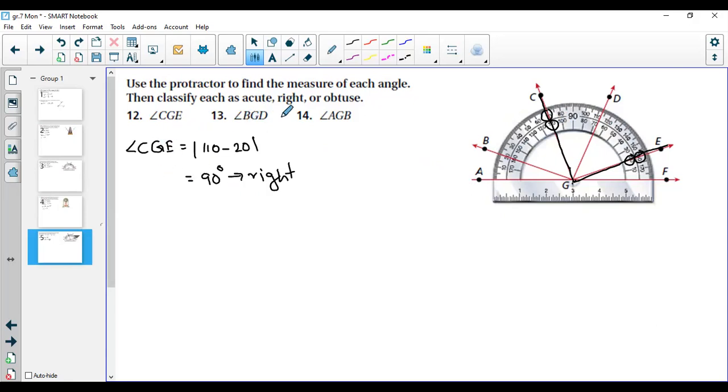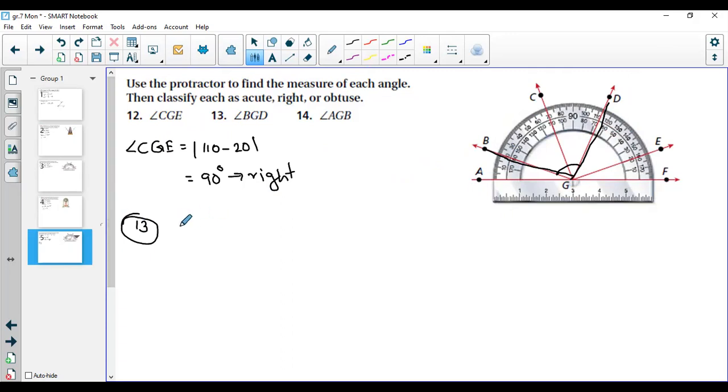Okay, now angle BGD. Let me erase this so that you will not get confused. Okay, angle BGD. So which angle are we talking about? Angle B, G, and D. So they're talking about this angle. I'm doing question number 13. Okay. BGD. So again, which are the two hands? Hand B and hand D. And is any one hand on 0? No, both the hands are not on 0.